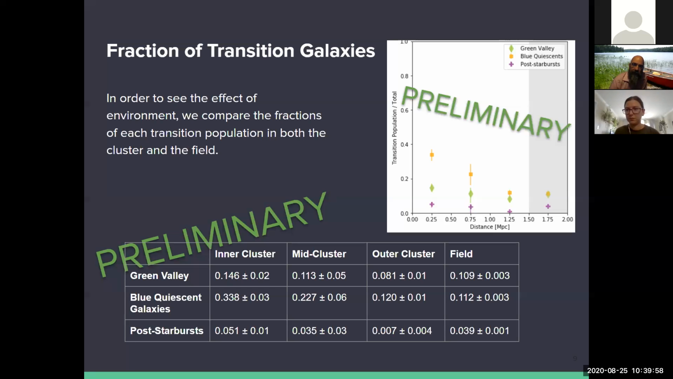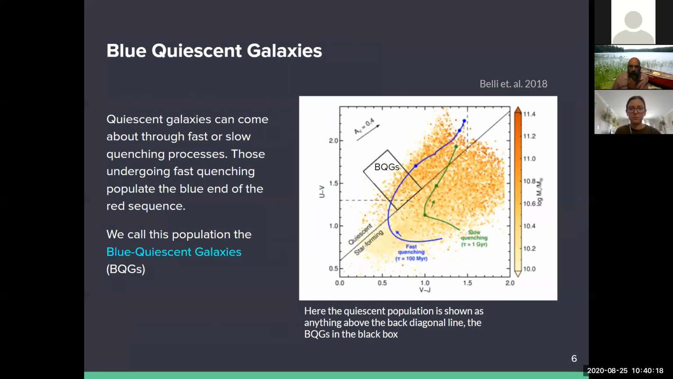Yeah, thanks, Michael. This is Joel Roediger from NRC. Very nice work, Karen. I'm curious about your definition of the blue quiescent population, because this is supposed to capture a fast quenching population. I apologize if you covered this in your talk, but do you see overlap in the blue quiescent population and the post-starburst population?